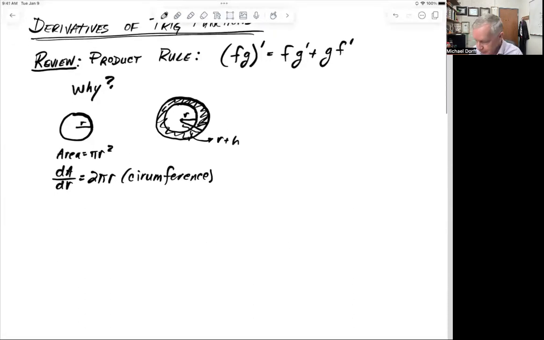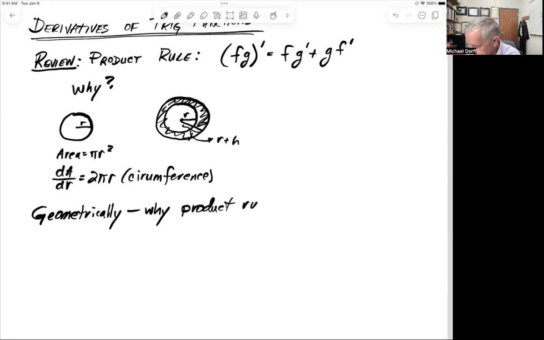We'll use that type of geometric understanding to explore the product rule. So we're going to look at this geometrically and ask the question, why is the product rule the way it is?